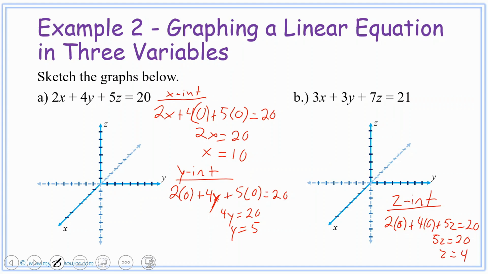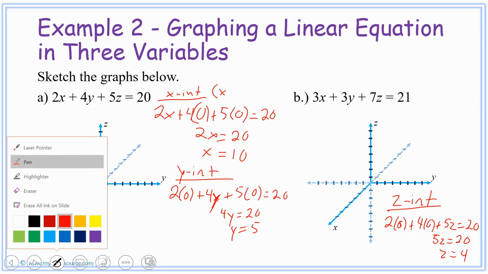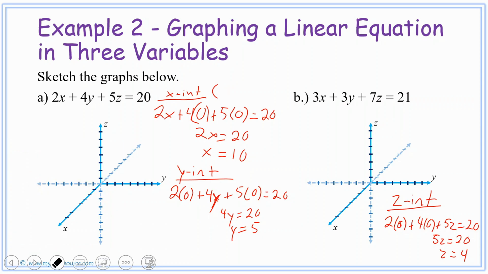Now that we have that, we simply need to find where these points touch the graph. And so for the x-intercept, our x value in this case is 10. So we're going to have 10, 0, 0. And we're going to go ahead and plot that point. So 10, 0, 0 is the point that we have there. And I'm going to have to go by 2's to fit that in there. So 2, 4, 6, 8, 10 will be here.